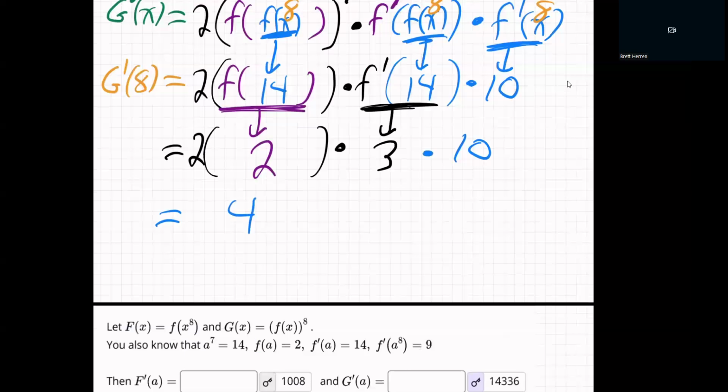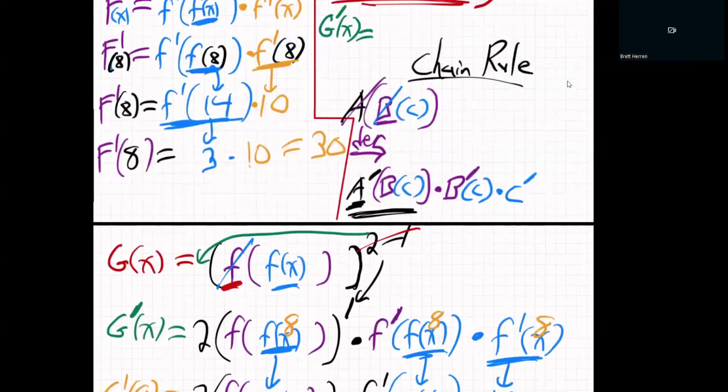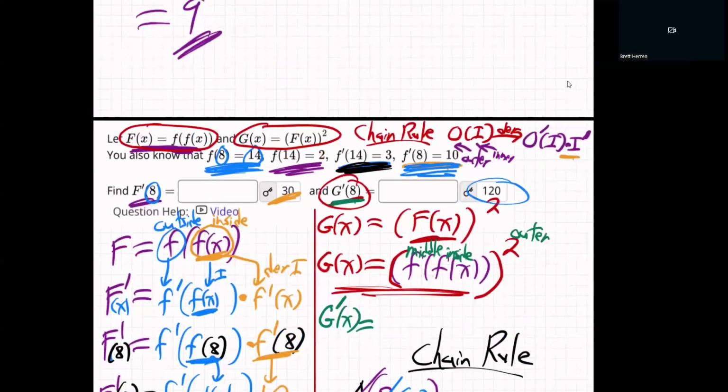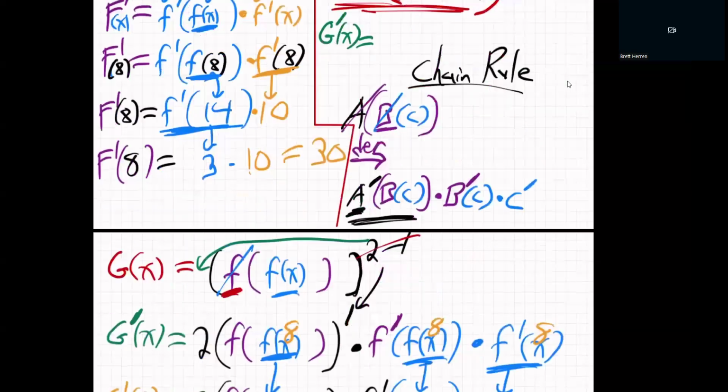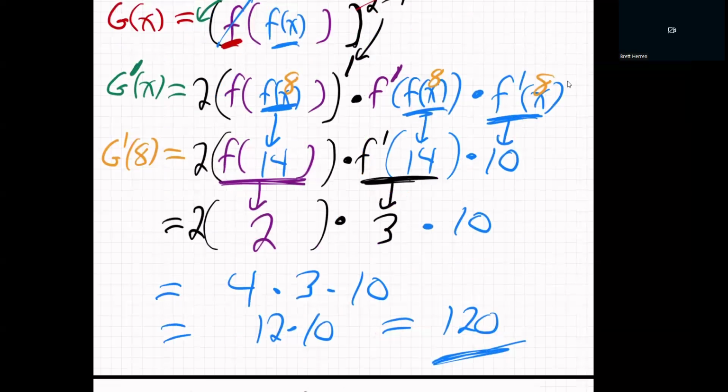So there we go. 2 times 2 is 4 times 3 times 10. What's that? 12 times 10. 120. I hope I got that right after all that work. 120. Yeah, 120. So there we go. That's pretty tough. 3 layers there. And so there we go. Lots of chain rule.